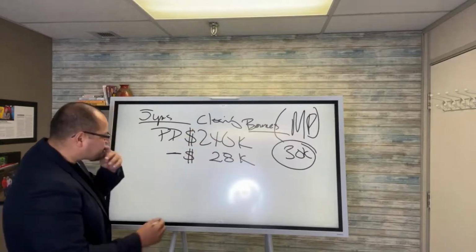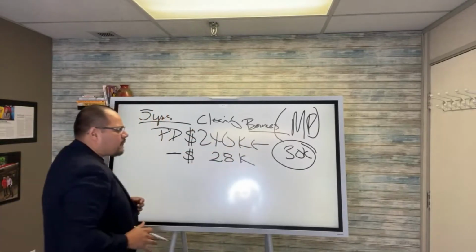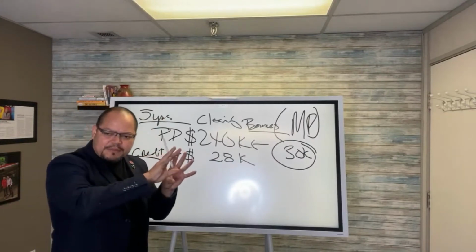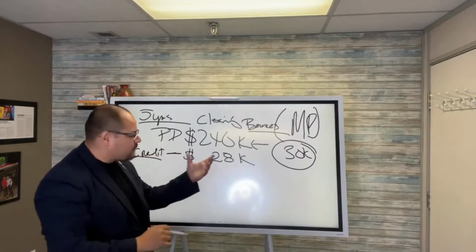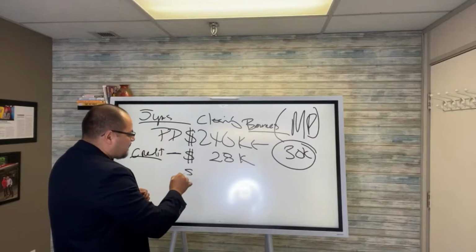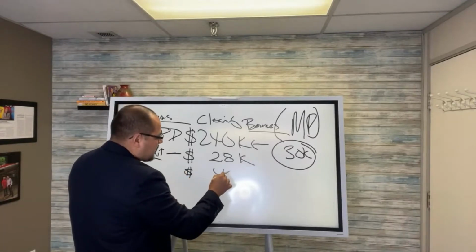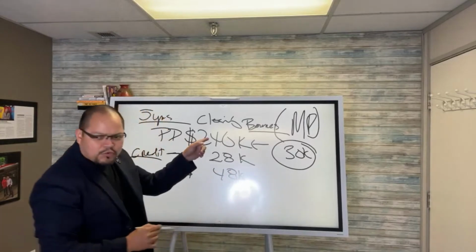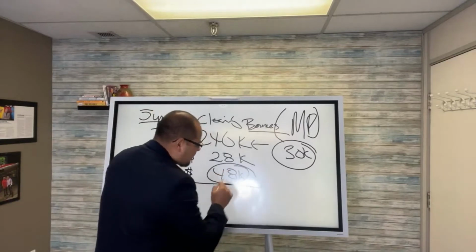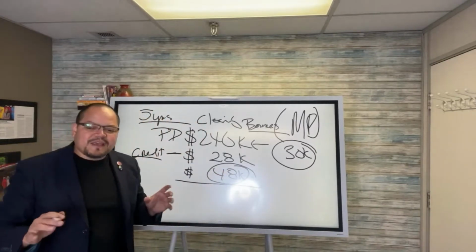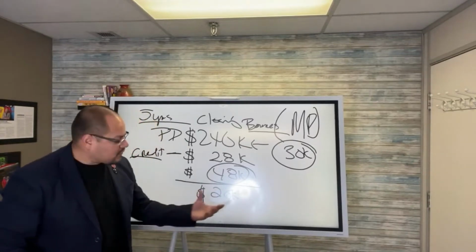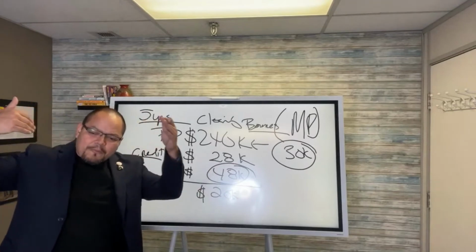But let's follow it. So closing, $240,000, credit, okay? We simply credit back to the buyer $28,000. Now the buyer has to come up with roughly about $48,000, which would be 20% of the 240. So if the buyer has to come up with this $48,000, the buyer will still be short the $20,000, but they're planning for that.